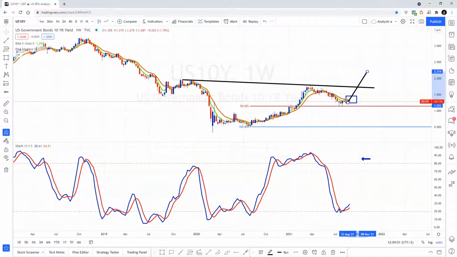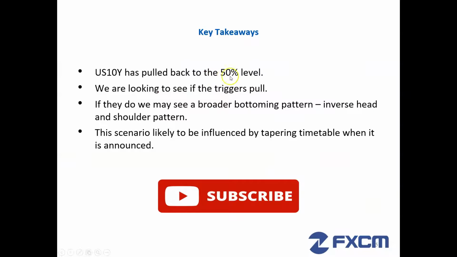Let's just end off with some key takeaways. The US 10-year has pulled back to the 50% level. We're looking to see if the triggers pull, so that's to see if we get that golden cross, to see if the stochastic makes its way up to the 80 level. If they do, we may see the broader bottoming pattern, that inverse head and shoulders, form. And it must be noted that this scenario is very much likely to be influenced by the tapering timetable when it is announced.